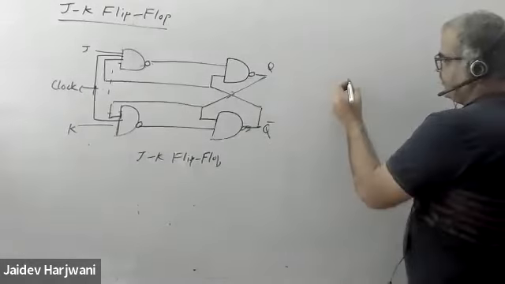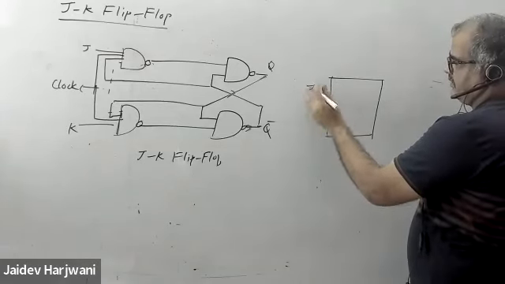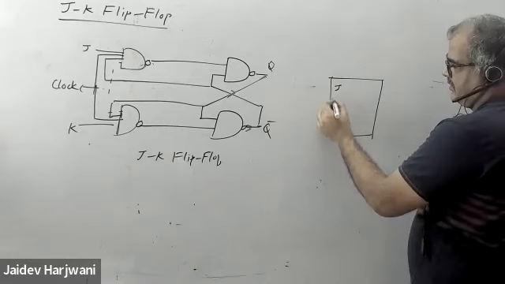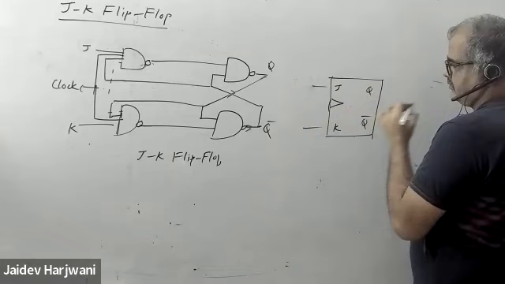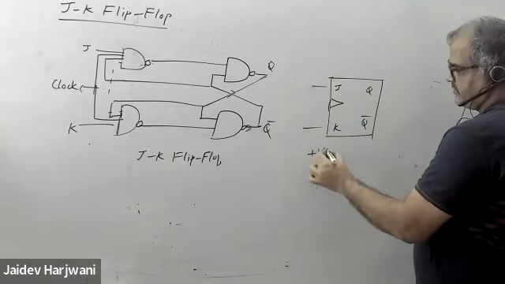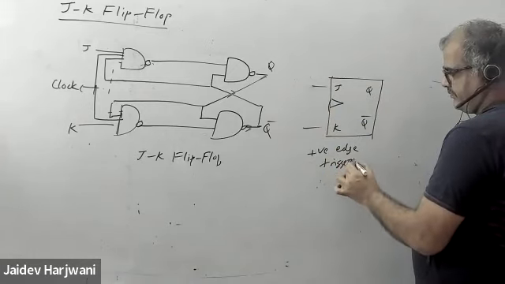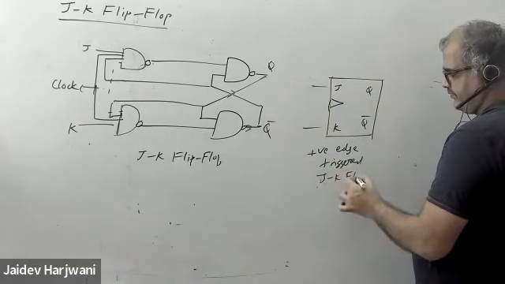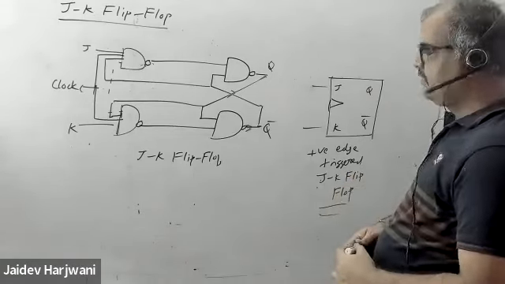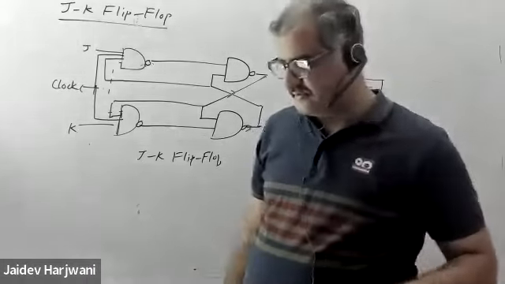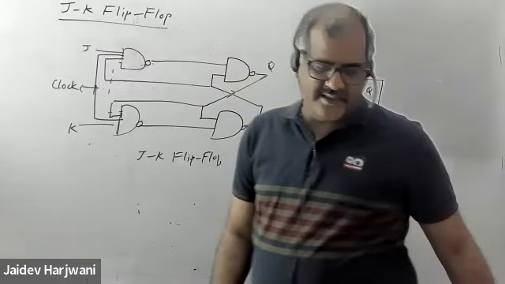So if you want to represent the JK flip flop, this is your J. You can put J here, K here. If it is positive triggering, you can put it like this, Q bar. For negative triggering it is different, so this is a positive edge triggered JK flip flop. Now, like the SR flip flop, you have an invalid state.